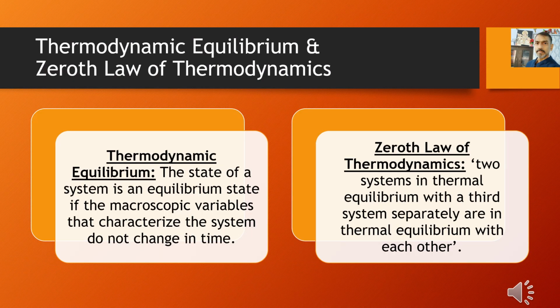Thermodynamic equilibrium. The state of a system is in thermodynamic equilibrium if the macroscopic variables that characterize the system do not change in time. For example, a gas inside a closed rigid container, completely insulated from its surroundings, with fixed values of pressure, volume, temperature, mass and composition that do not change with time, is in a state of thermodynamic equilibrium.